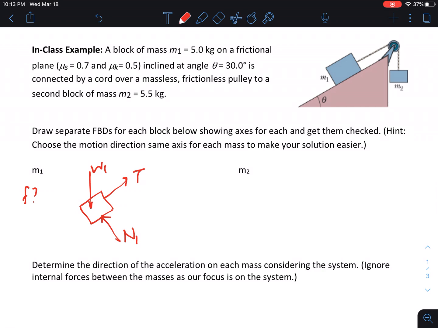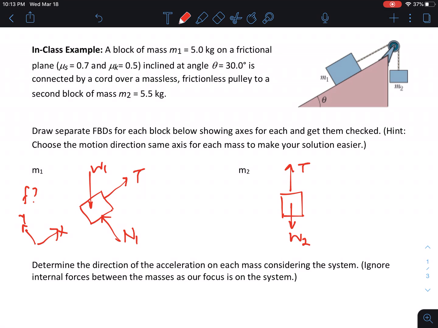Since the motion is along the inclined surface, I would probably choose the x direction parallel to the surface, for no reason really, because I'm not sure which way the motion is. So I'm just going to say to the right is x, upward is y for this free body diagram. For M2, we have the object hanging. There's tension force upward, the same tension because it's the same rope and the pulley is ideal, so I don't need to label them differently. And the weight force is going down, and there are no other forces acting on M2.